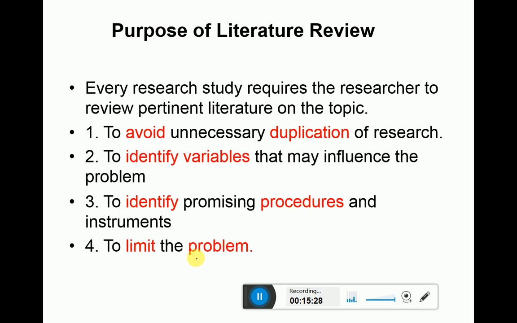And to limit the problem. To limit the problem means the literature review will define the boundaries of the problem. As I told you, a broad problem area is very difficult for a researcher to cover completely. To narrow it down, we need the literature review. Already we have discussed these things in the last lecture.